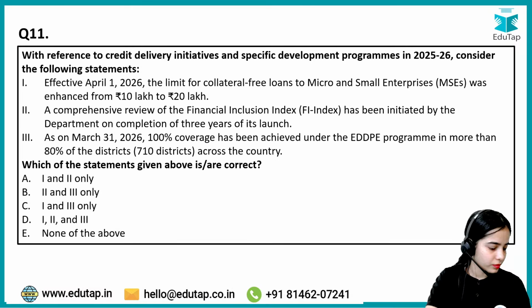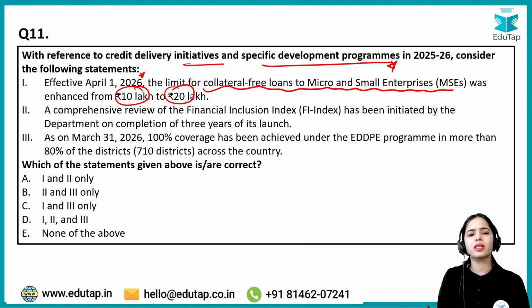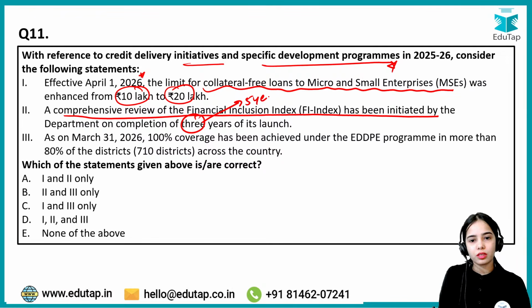Now coming to the next question. With reference to credit delivery initiatives and specific development programs in 2025-26, consider the following statements. Effective from April 1, 2026, the limit for collateral-free loans to micro and small enterprises was enhanced from 10 lakh to 20 lakh. We have discussed it again and again. It was quite in the news recently, and in the annual report also. A comprehensive review of the Financial Inclusion Index has been initiated by the department on completion of 5 years of its launch, because it was launched in 2021. Now the review is happening, as the 5 years have passed.